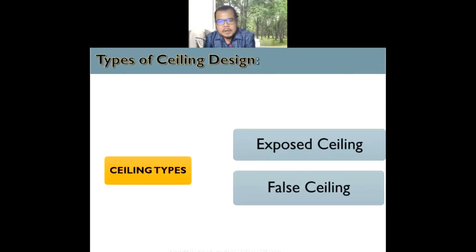So the basic principle of shielding type is two. One is exposed shielding, like I said earlier, and then another one is false shielding. False shielding means you cover up the structure of the floor slab. That's called false shielding.